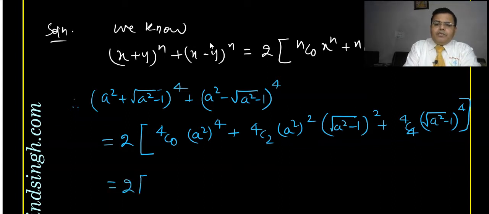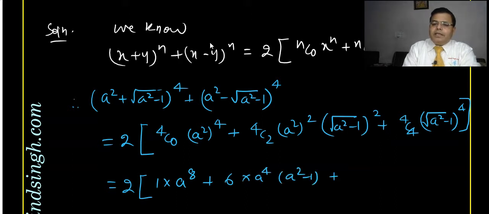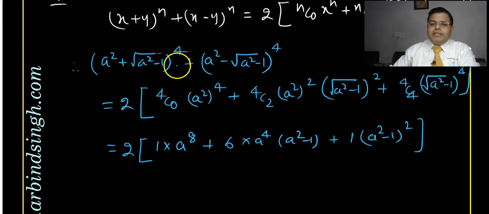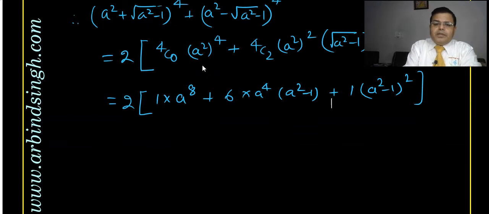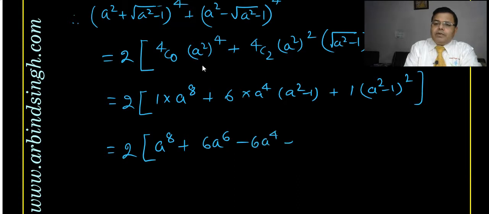Now this will be 2 times [4C0 is 1, a to the power 8, plus 4C2 is 6, a to the power 4 into (a² − 1), because the root will be cancelled, plus 4C4 is 1, and this will be (a² − 1)², because the power is 4 and the root cancels two of the powers]. If you further calculate it, it will be a⁸ + 6a⁶ − 6a⁴ + a⁴ − 2a² + 1.